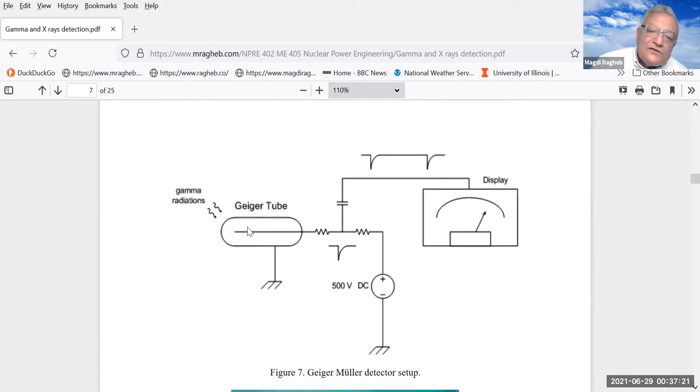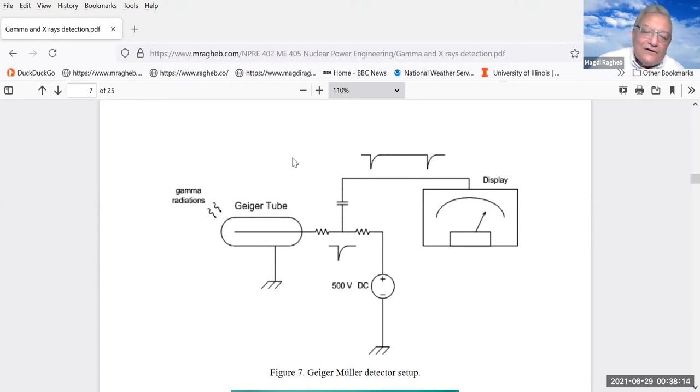If gamma radiation comes and interacts with the filling gas, neon, and you place a voltage here, it shows here 500 volts DC or 1000 volts DC, then the gamma rays interact with the filling gas, let's say neon, an electron is emitted and you get a discharge between the ground and the anode of the tube. Each time there is one single discharge, it goes to an electric circuit, having a condenser here and two resistors, and it goes to an ammeter. And every pulse is counted, and the scaler, as it's called in electronics, gives you how many counts you get per second, and that would be a unit of the becquerel.